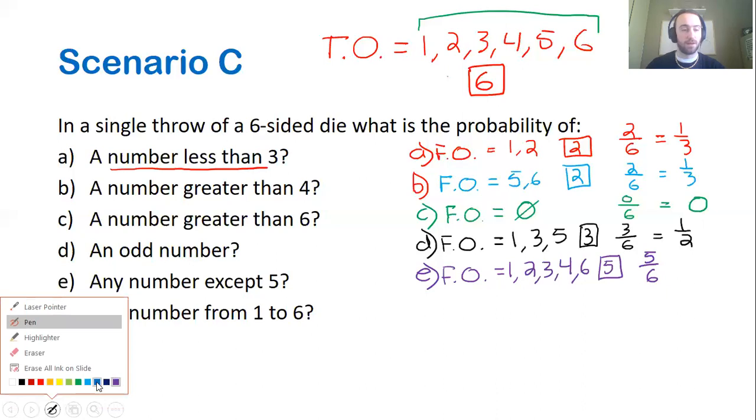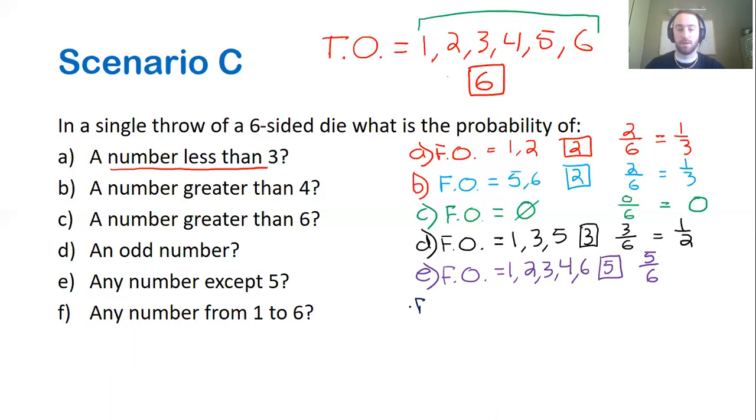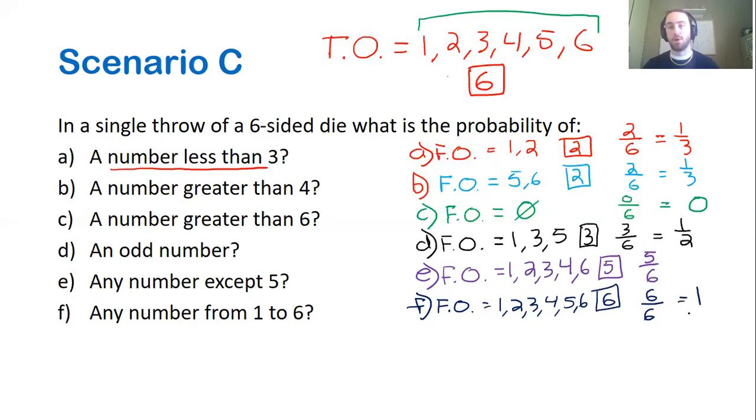And finally, question F. F is asking for the probability of any number between 1 and 6. So favorable outcomes is any number 1 to 6. So 1, 2, 3, 4, 5, and 6, giving us 6 favorable outcomes. Again, our total outcomes are still 6, so 6 divided by 6, giving us 1 or 100% chance.